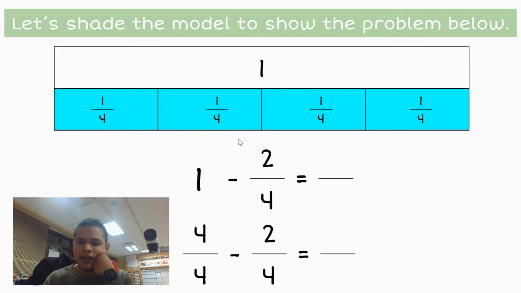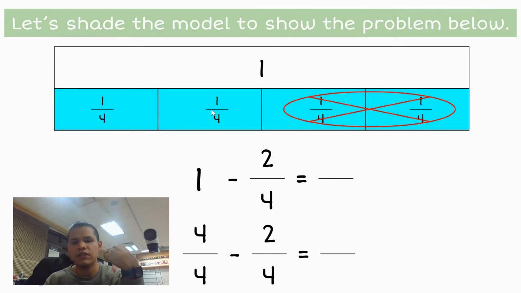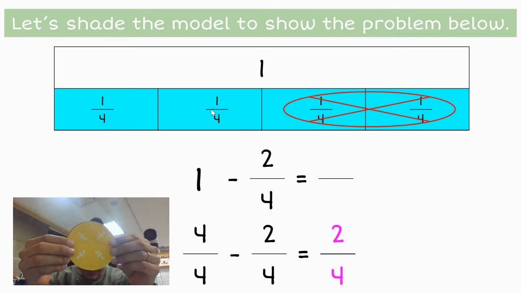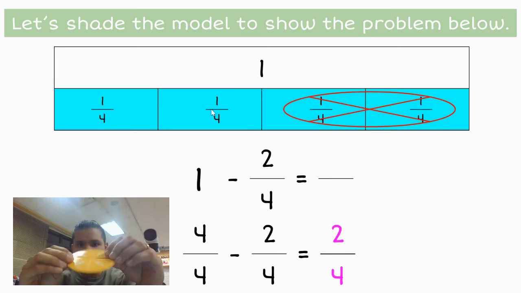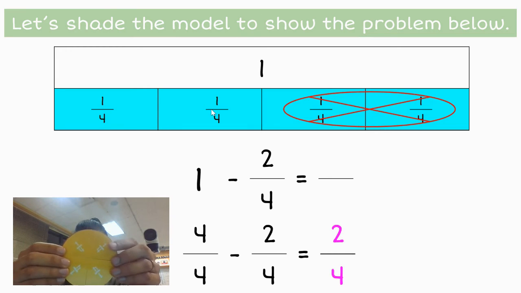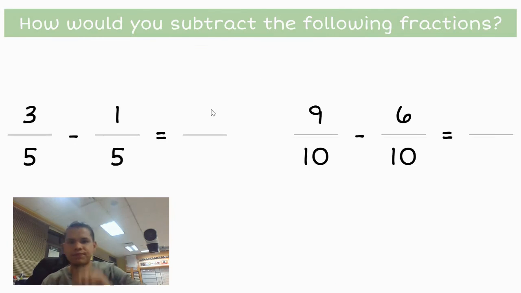Okay, so now let's take away 2 fourths. So we have how many fourths left over? 1 fourth and 2 fourths. So 1 whole minus 2 fourths is 2 fourths. Let's go back to our circle. If we have 1 whole, which is 4 fourths, and we take away 2 fourths, as you can see, we have 1, 2 fourths left over.